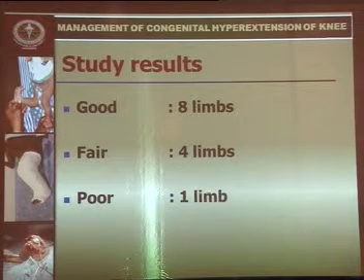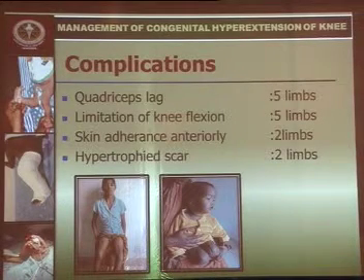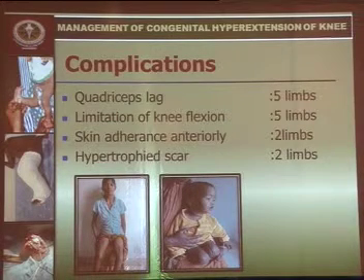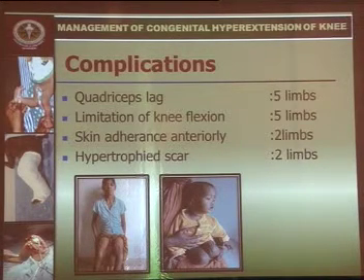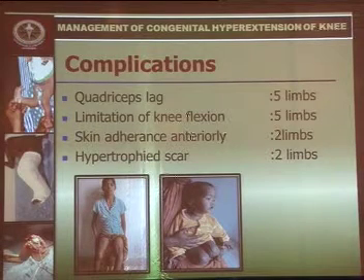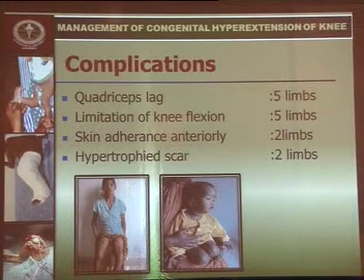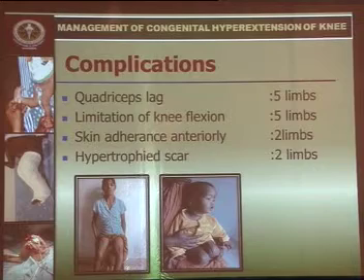Study result: we have got good results in 8 limbs, fair in 4 limbs, poor in 1 limb. Now complications are there also, which we came across after these surgeries. There is quadriceps lag in 5 limbs, limitation of knee flexion in 5 limbs, skin adherence anteriorly, that is a very important thing. Every time you give a big scar anteriorly over the thigh, that arrests and causes the stiffness, and hypertrophy of the scar, as I told you just now.